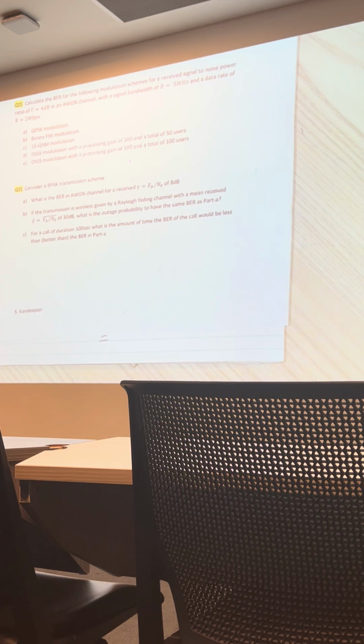Make sure you don't use the dB value for the gamma. Change it to the linear value.